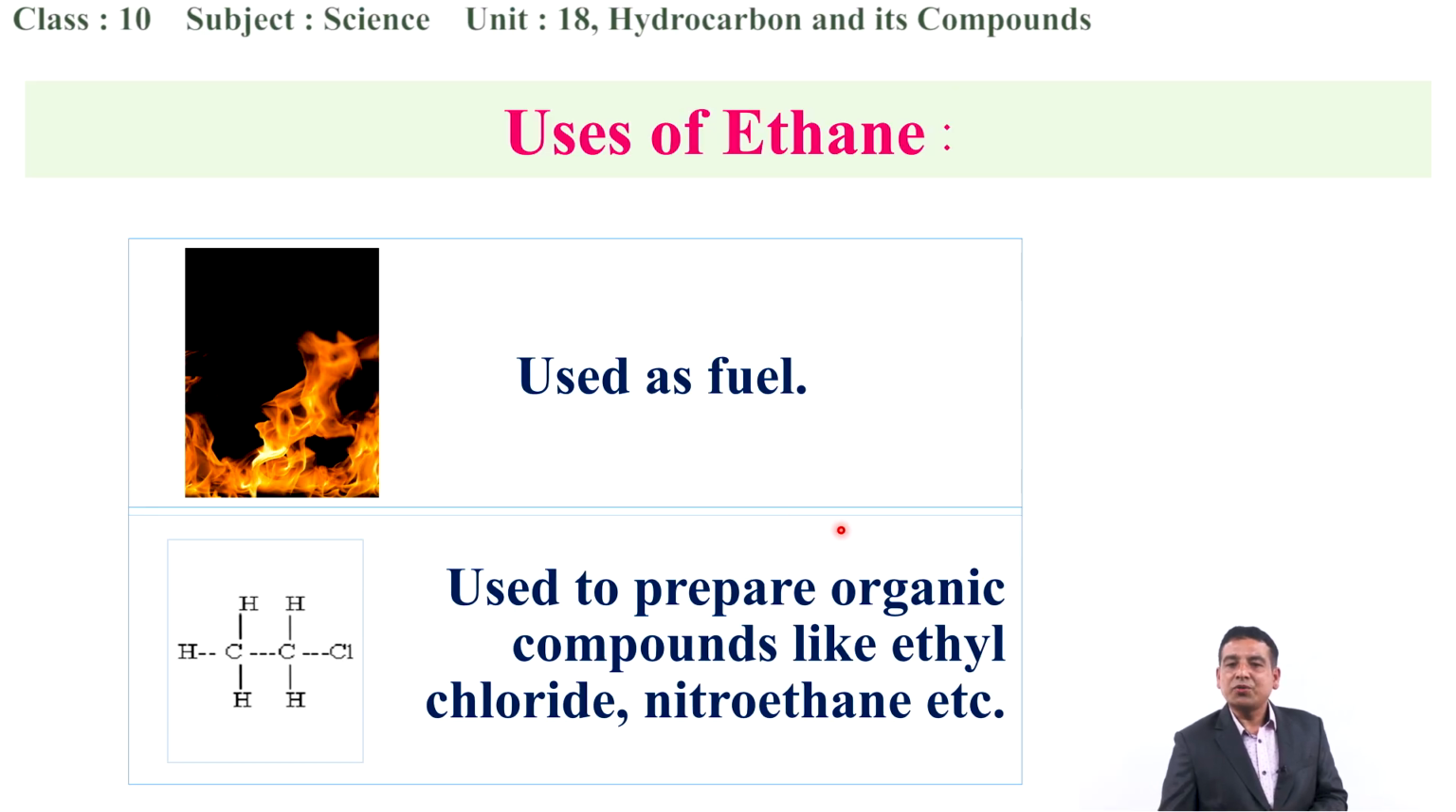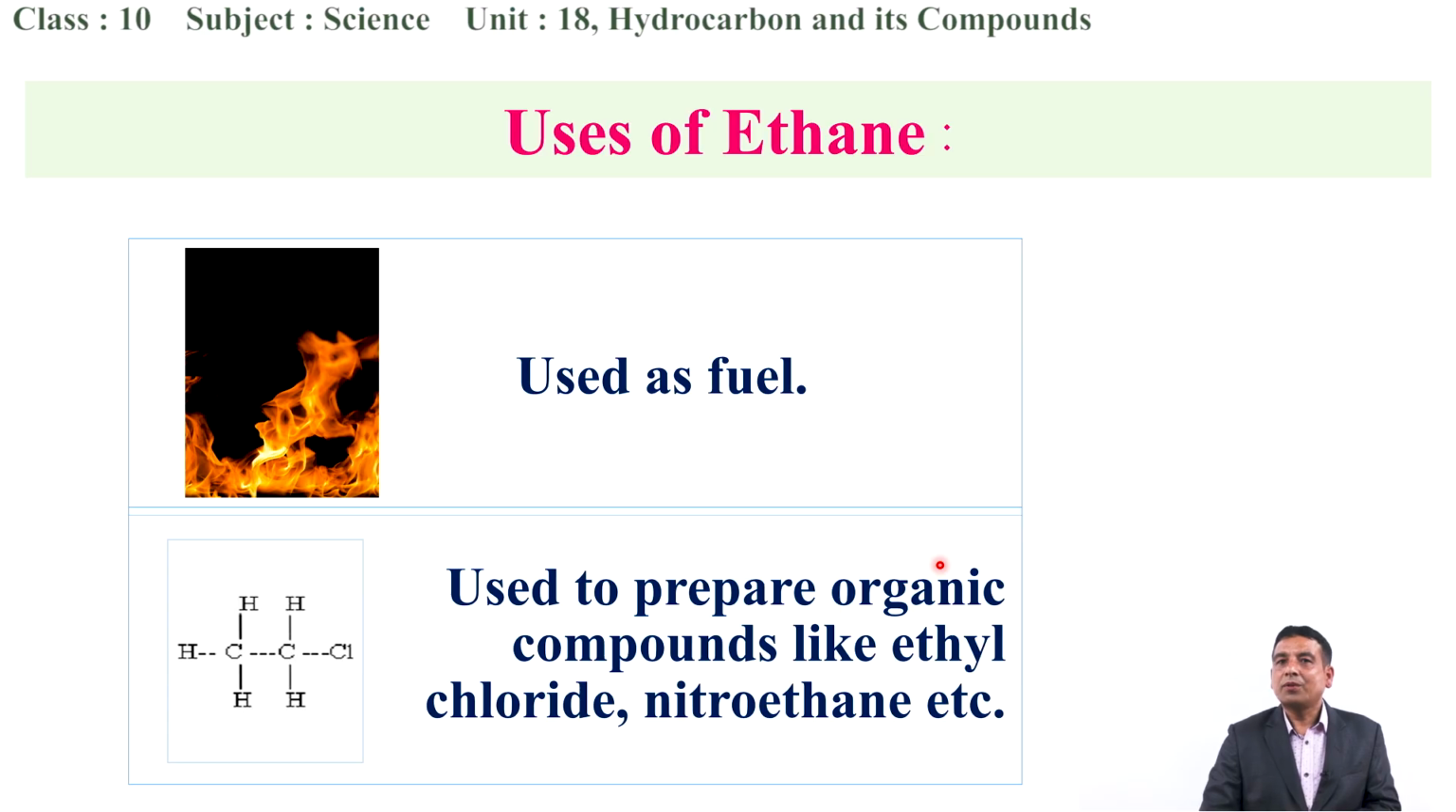It is also used to prepare organic compounds like ethyl chloride as well as nitroethanes and so on. So from ethane we can prepare ethyl chlorides, through which we can prepare ethene also. We can prepare other longer carbon chain bearing hydrocarbons. As we have discussed, methane is the initiator of the long chain bearing hydrocarbons. Ethane is also one of the initiators of the longer chain bearing hydrocarbons.